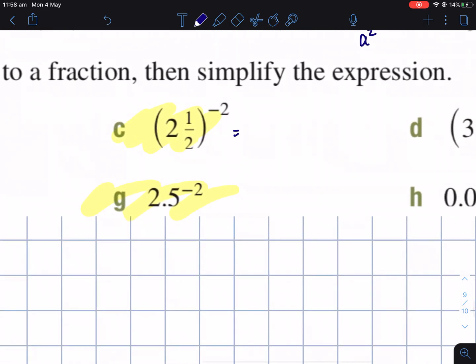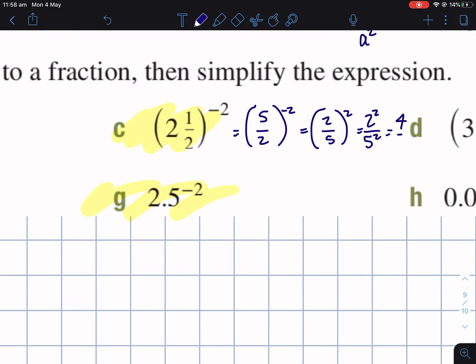Okay, this is 5 over 2 to the minus 2. Turn it upside down to get rid of the negative. And now apply the squared to both of them, which means it's 4 over 25.